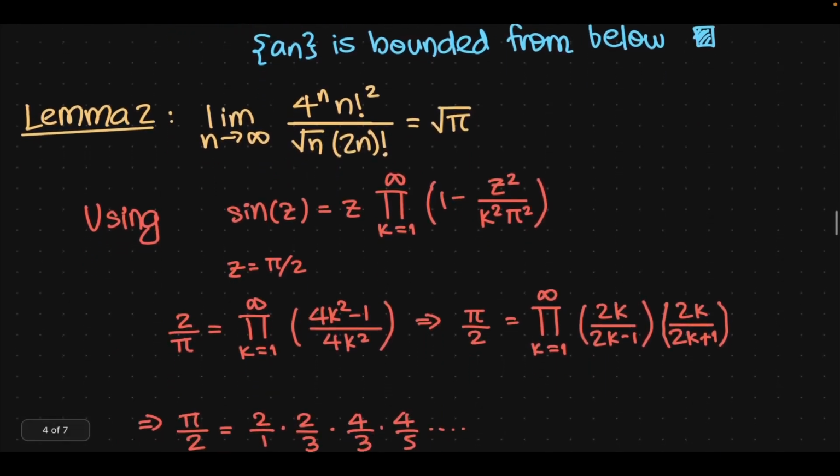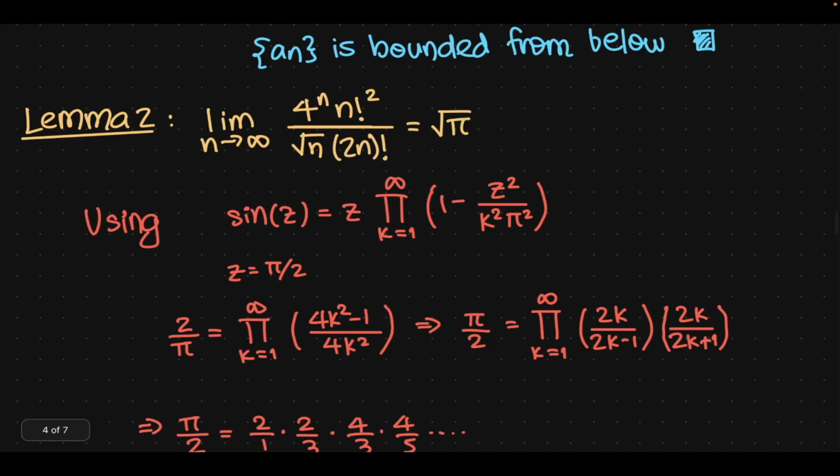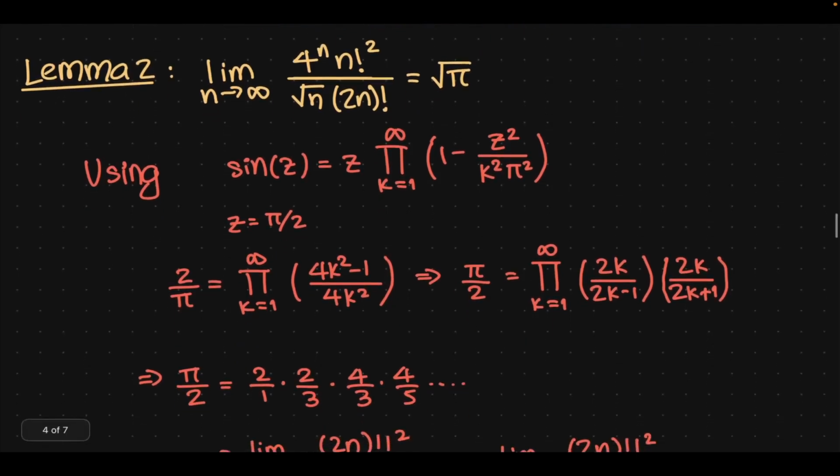Now it's time for lemma 1. A lemma is just an auxiliary theorem that we will need in the main theorem. And proving this is also easy. So the claim is limit as n goes to infinity of 4 to the n, n factorial squared divided by square root n times 2n factorial equals square root pi.